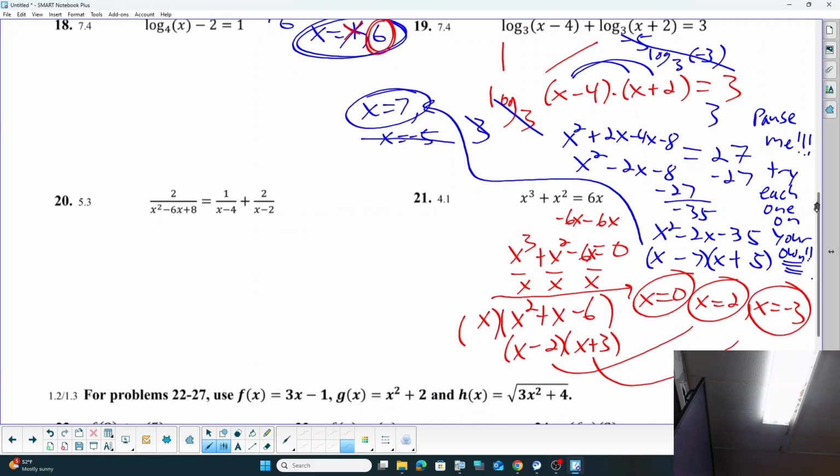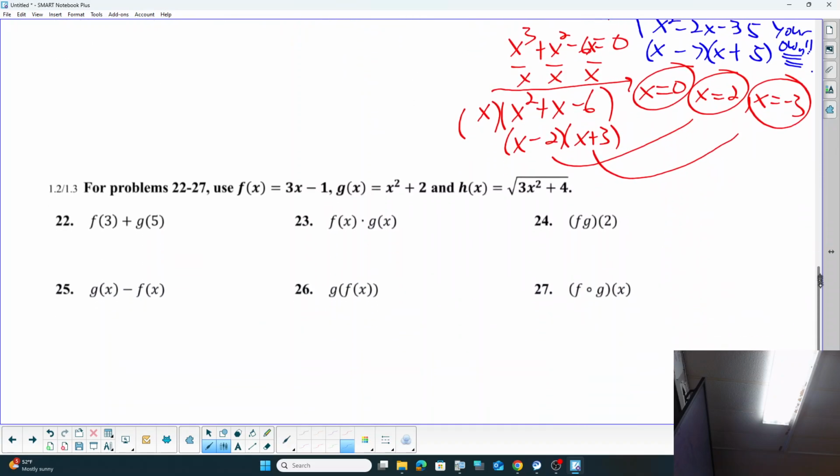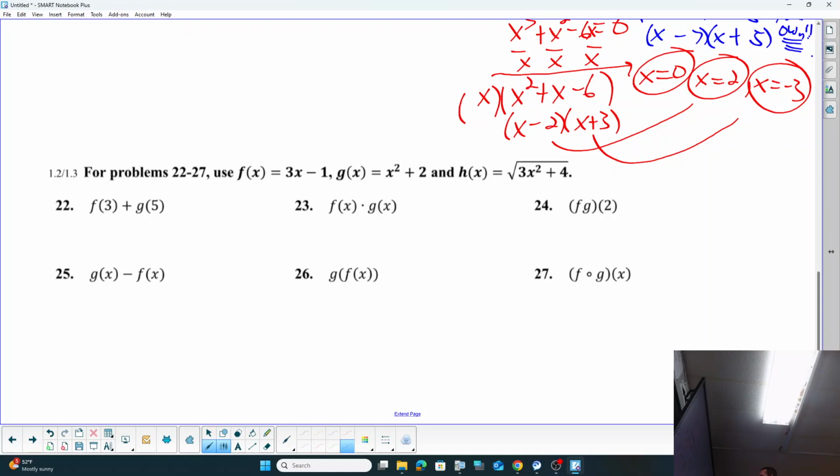So try number 20 on your own. Do you remember how to do these ones? This will be on the test.